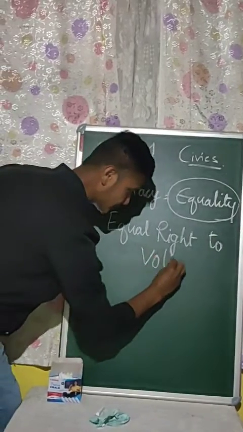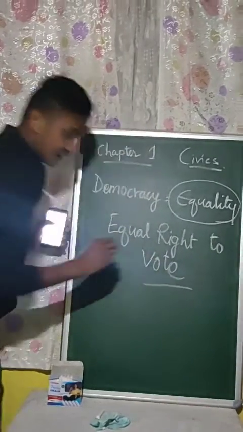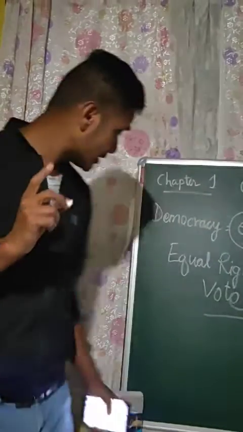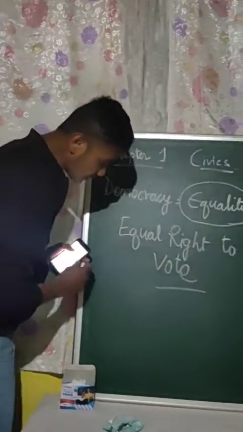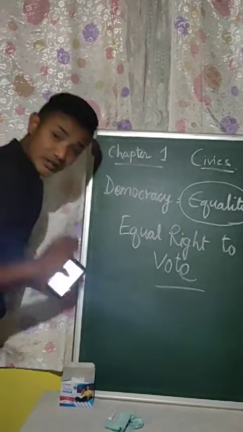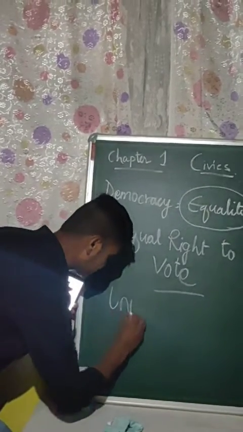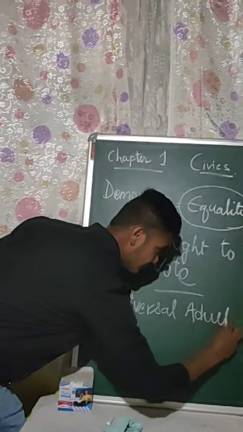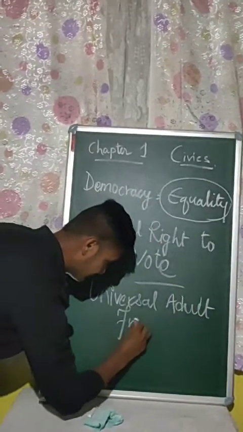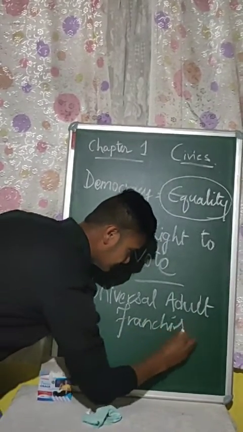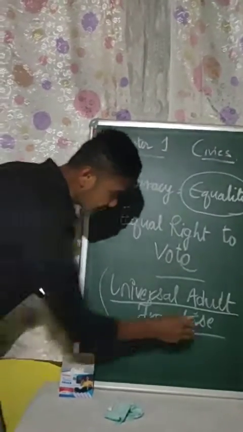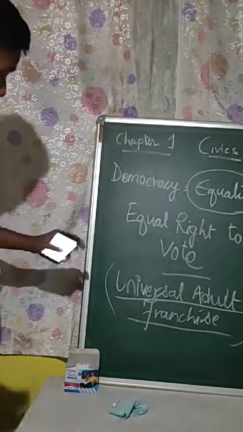Right to vote. Okay. If I am not wrong, in your class 6 you have already studied one topic, and this is called universal adult franchise. Universal equal right to vote, and in case of equal right to vote, there is a word which is called universal adult. Okay, universal adult franchise. So let me explain this word once again, and this is going to be your revision.